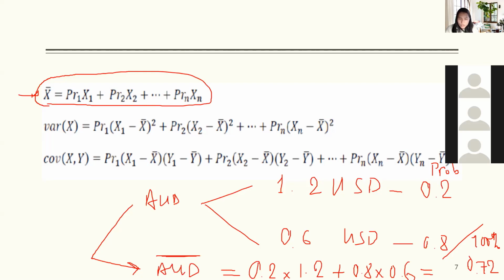So this formula is exactly the same as what I just mentioned before. We are calculating the probability weighted average of all the future possibilities, right? PR here is the probability. So PR1 is the probability of scenario 1. In the previous example, it would be 0.2, so 20%. Probability 2, and so on and so forth until the final probability. The sum of all the probabilities should add up to 1.